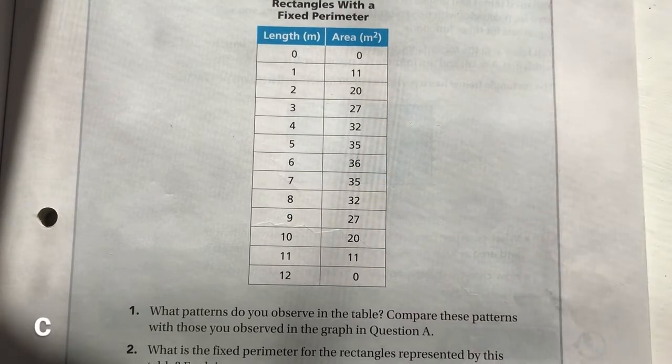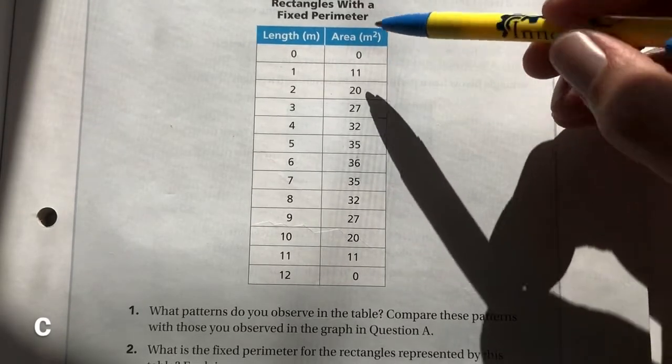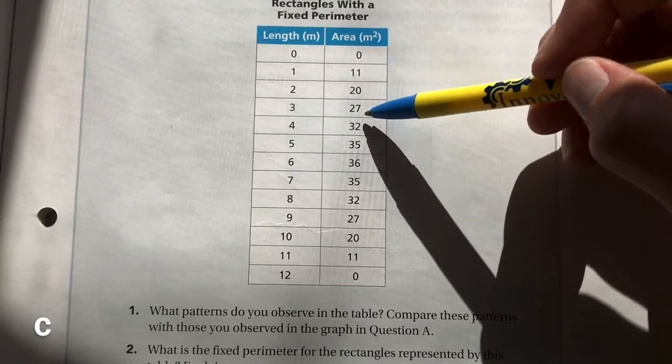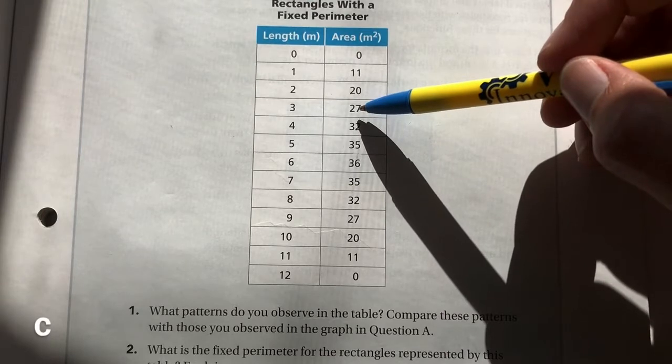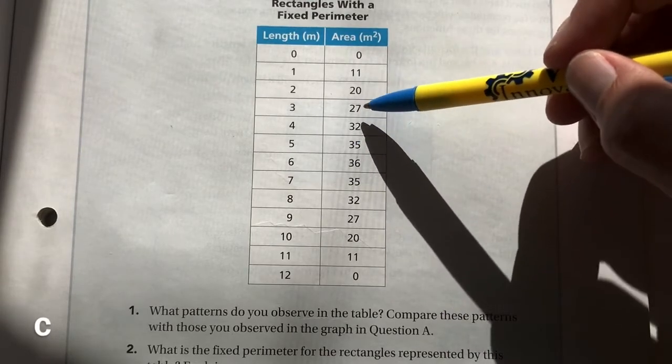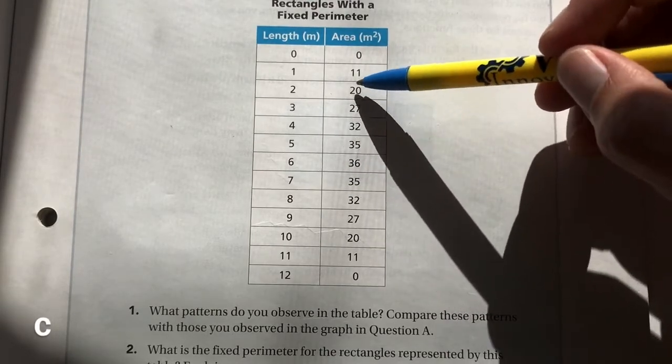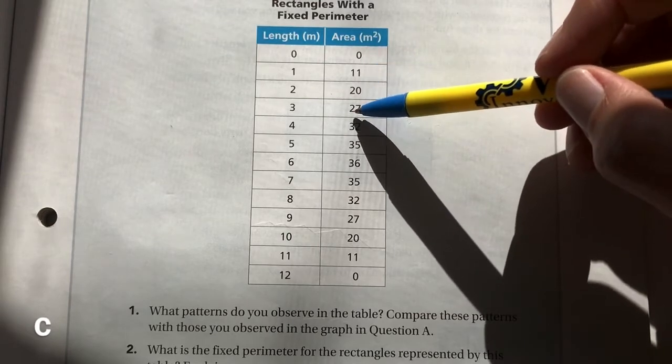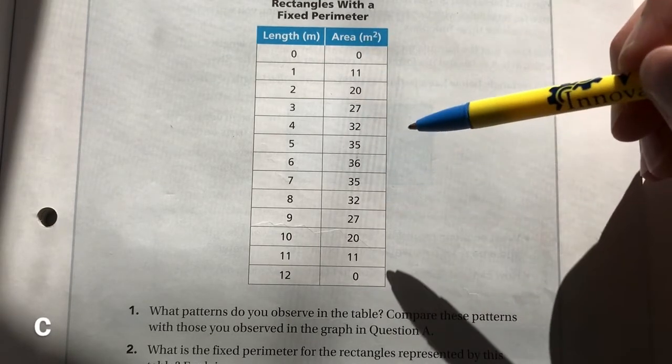When it comes to exponential functions, remember that we could look at the information of our dependent variable and divide each value by the previous one to get a growth factor or a decay factor. We don't have that case here. If I do 20 divided by 11, it's not going to be the same as 27 divided by 20. So we don't have that at all.